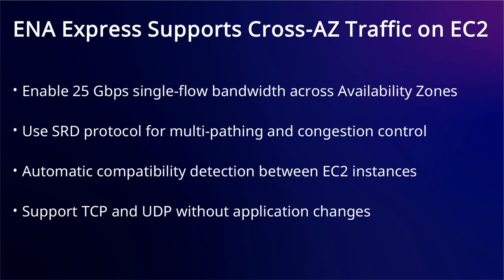When you enable ENA Express on your EC2 instances, it automatically detects compatibility between communicating instances and establishes SRD connections. The SRD protocol uses multipathing to route traffic and avoids head-of-line blocking by not requiring in-order packet delivery. These capabilities deliver performance improvements transparently to your applications using TCP and UDP protocols without requiring code changes. The feature is available at no additional cost across multiple regions for all supported instance types.